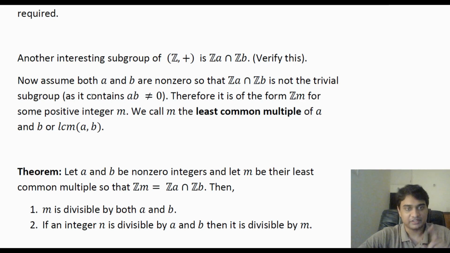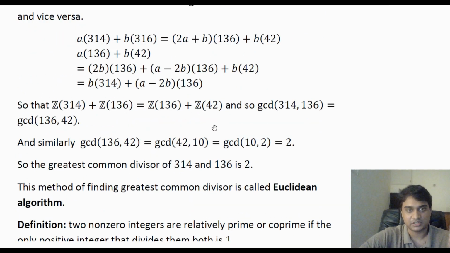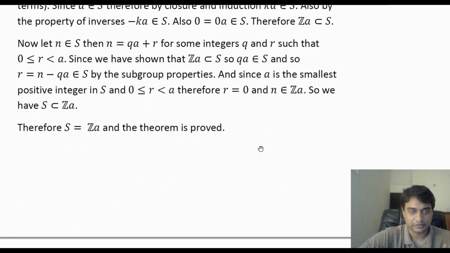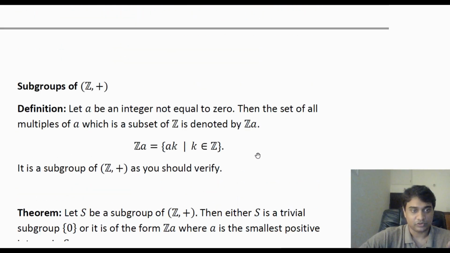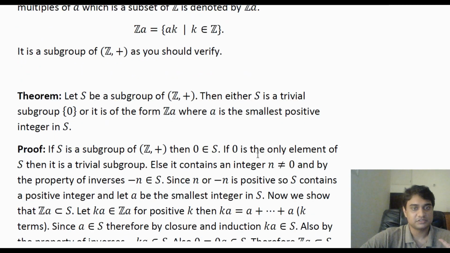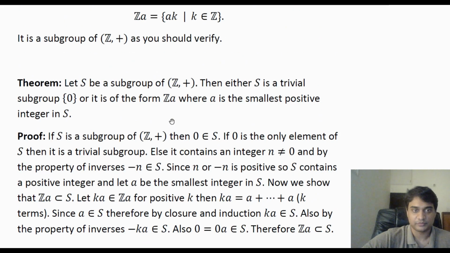And by this theorem, the first theorem which I asked you to keep in mind, what are the only possible subgroups of Z plus? Either the trivial subgroup or a group of the form ZA, where A is the smallest positive integer in S. So since it is not the trivial subgroup, it has to be a subgroup of the form Z times some integer, right?